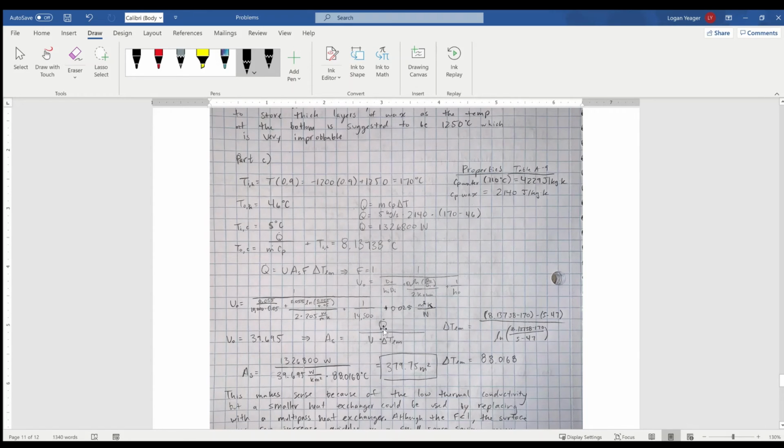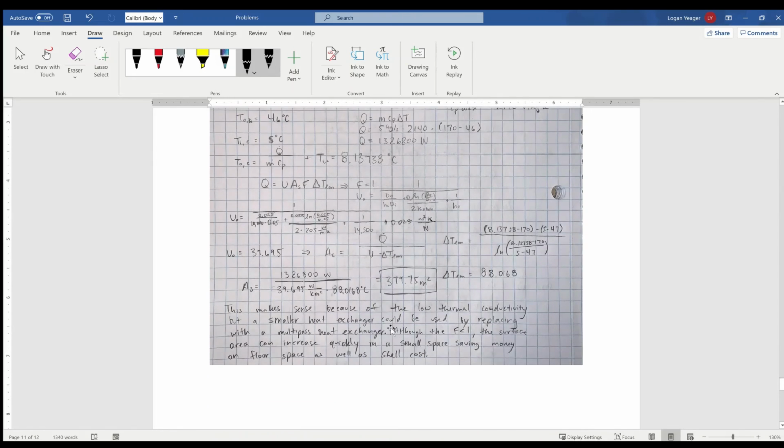That Q dot is what we got out of the heat exchanger from the inlet and outlet of the wax, because we know those temperatures and we know the specific heat as well. We get that Q, and so we get this total in meters squared. This makes sense because of the low thermal conductivity of the wax, and this could also be corrected by having a multiple pass heat exchanger. That does lower the F, however, it does increase surface area, so it makes up for it.